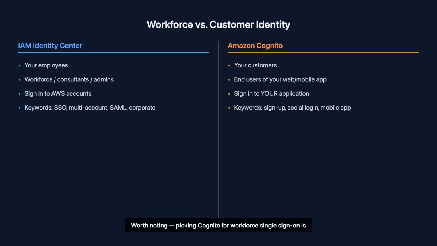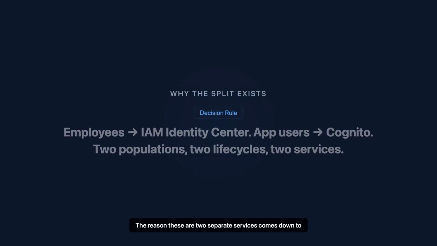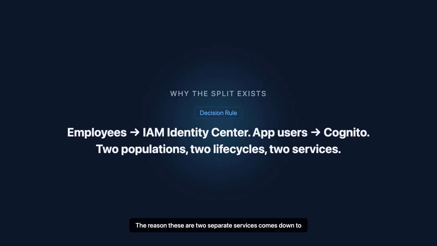Worth noting, picking Cognito for workforce single sign-on is one of the more common mix-ups teams make on real projects. The reason these are two separate services comes down to lifecycle. Employees get onboarded through HR, mapped to groups in a corporate directory, granted permission sets across many Amazon Web Services accounts, and eventually offboarded when they leave.